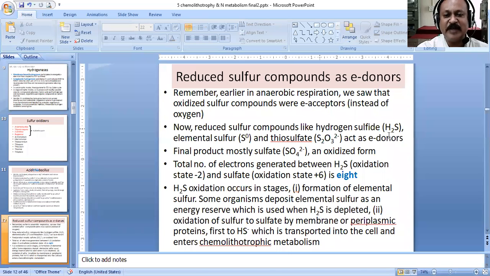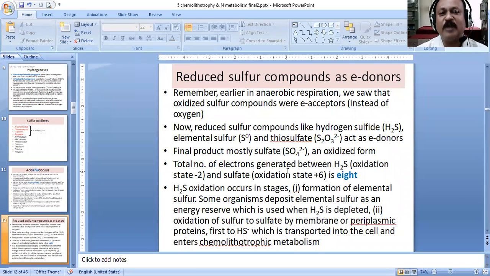And whatever is that sulfur compound, ultimately that will be converted into sulfate. The final product of respiration is sulfate, that is SO4 2 minus. This is a highly oxidized form of sulfur, so this cannot be further used up as an electron donor.